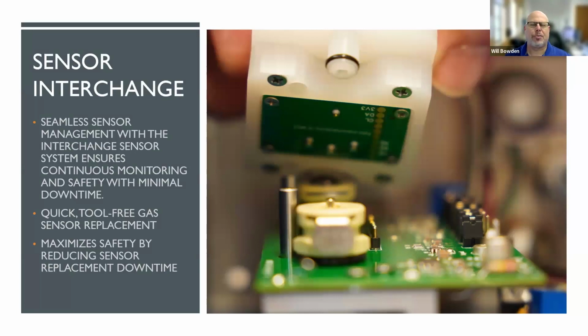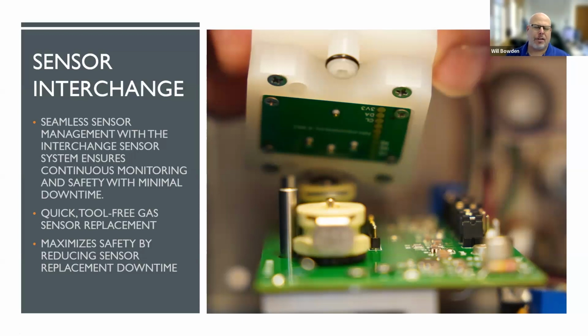Now, in mentioning Sensor Express, it actually brings us to the topic of the sensor interchange itself. As you can see with the sensor module on top and the sensor adapter, it's simple and easy to quickly remove the sensor module and replace the plant into the sensor exchange. It ensures continuous monitoring and safety with minimal downtime. Again, a quick 1 minute: remove the sensor, put in the replacement sensor, and off you go.